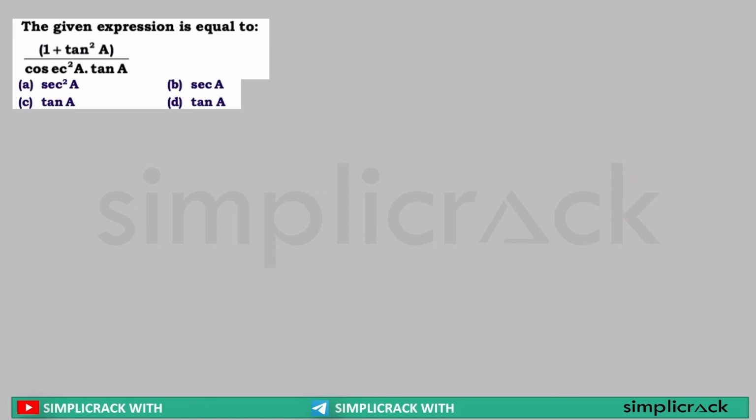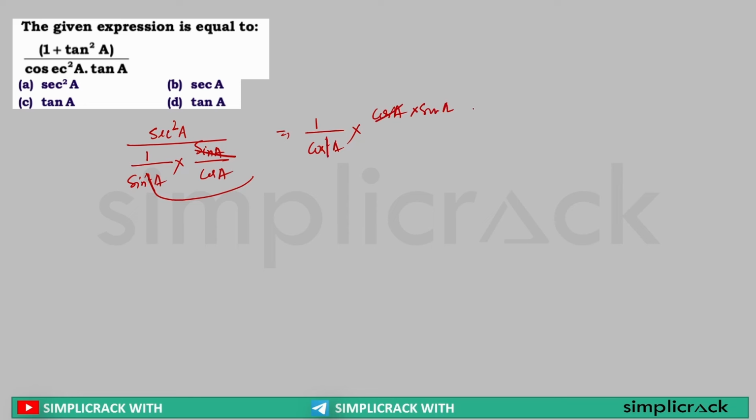Sorted? Next. Sir, it is given 1 plus tan square a by cosec square a into tan a. Sir, 1 plus tan square a can be written as sec square a divided by cosec square a, that can be written as 1 by sin square a, multiplied by tan a, which can be written as sin a by cos a. 1 sin square a, 1 sin a crossed out. So on the upper part, sec square a can be written as 1 by cos square a, multiplied by this whole thing coming to the upper part, that is cos a into sin a. 1 cos a, 1 square a crossed out. So sin a by cos a, that is equal to tan a.